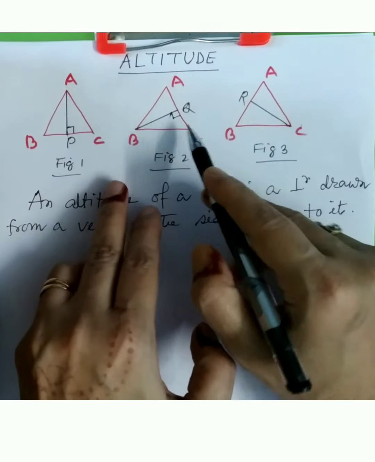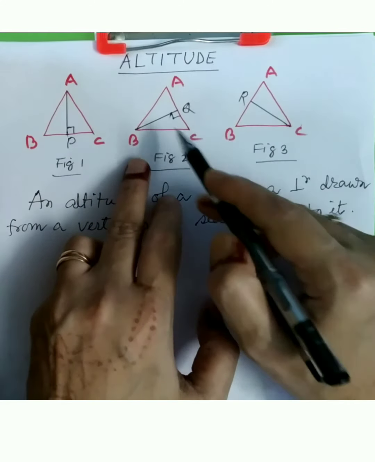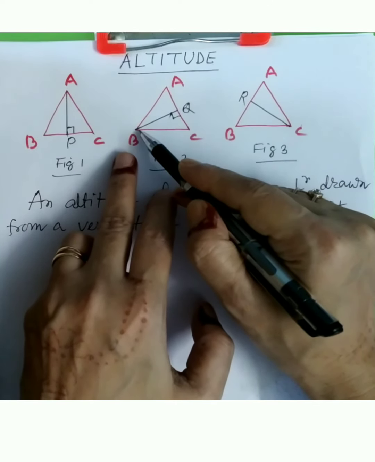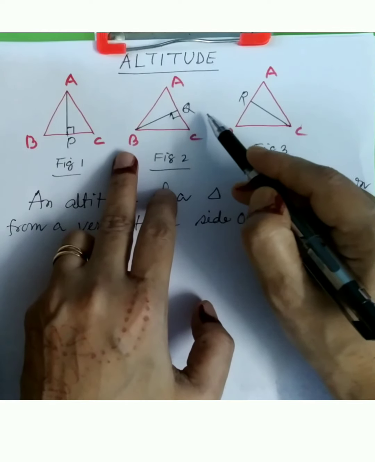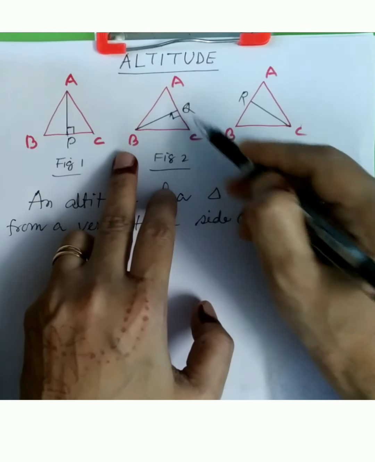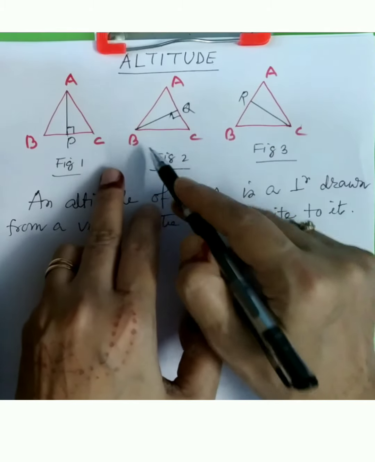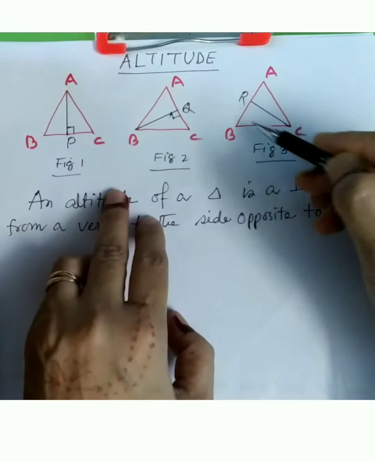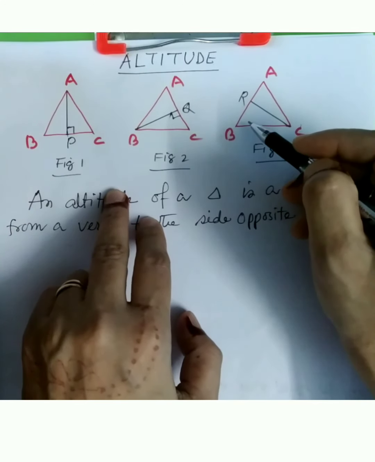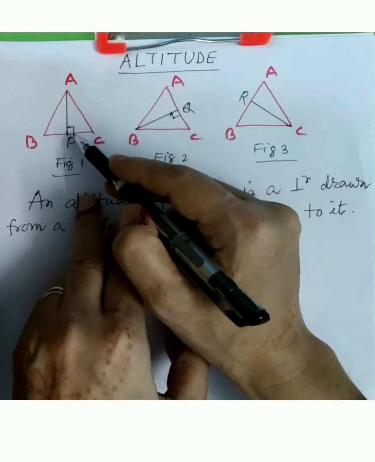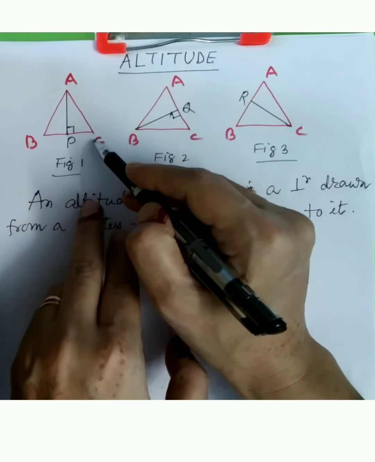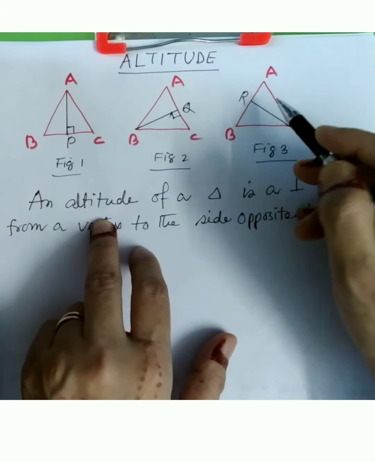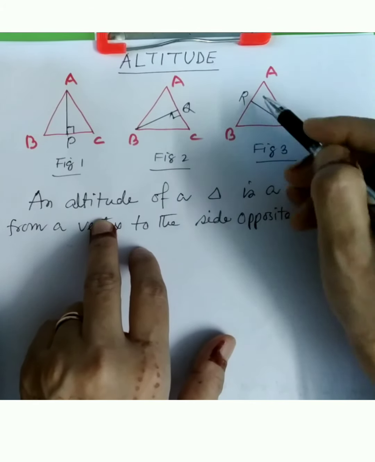Similarly, you see in figure 2 also, this BQ has one endpoint at vertex B and the other on the line containing the opposite side AC. Okay. Then this BQ is the altitude, and these lines AC, BC, AB are called the corresponding base. This AP is an altitude and BC is the corresponding base. Similarly, in figure 3 also, CR is the altitude from C to AB.